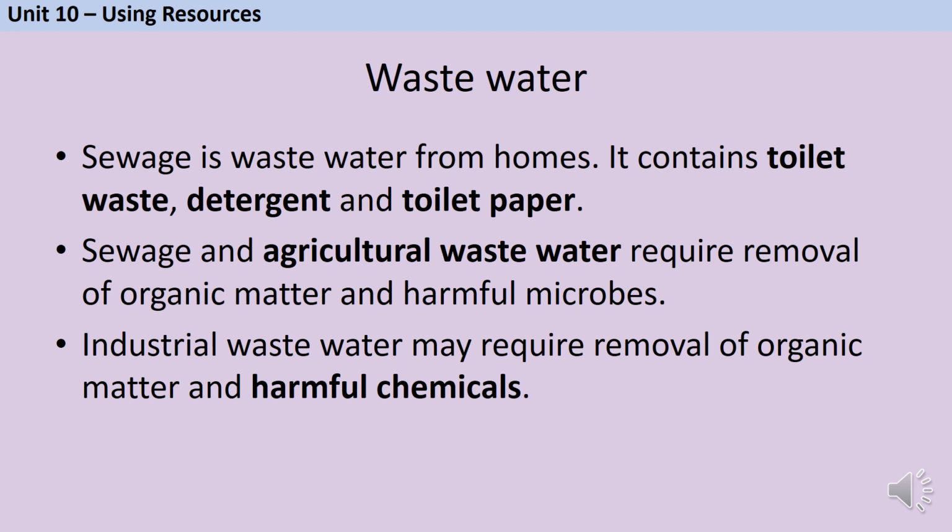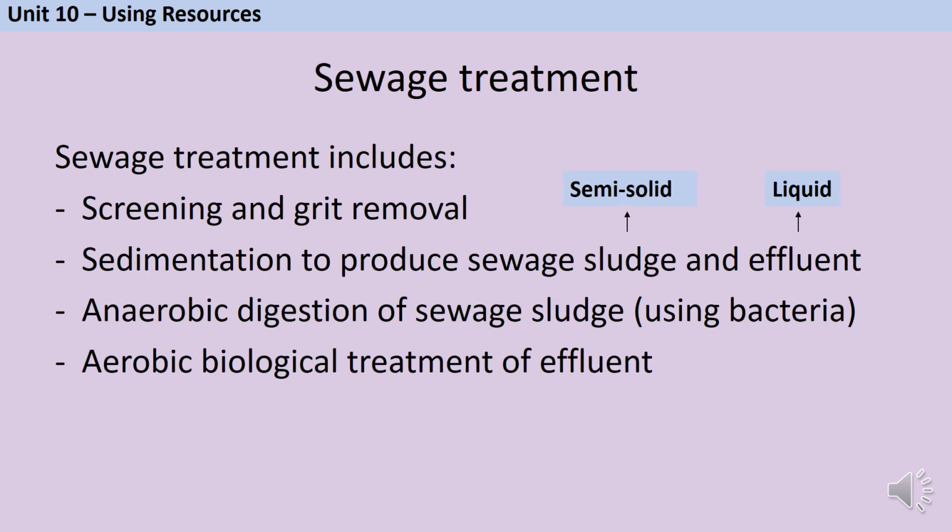So it may contain toilet waste, but also detergent from washing up liquid and hand soap, and obviously toilet paper. Both sewage and agricultural wastewater, so wastewater that's come from farms, need you to remove organic matter and also harmful microbes. Then we've also got industrial wastewater from factories, and that may require you to remove organic matter but also harmful chemicals. Sewage treatment includes 4 key steps.